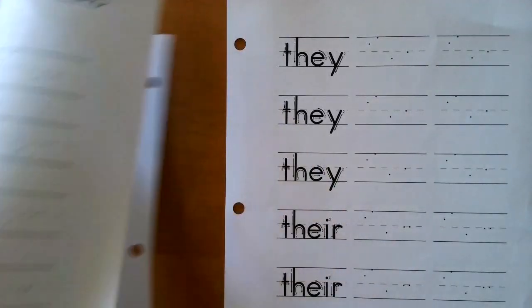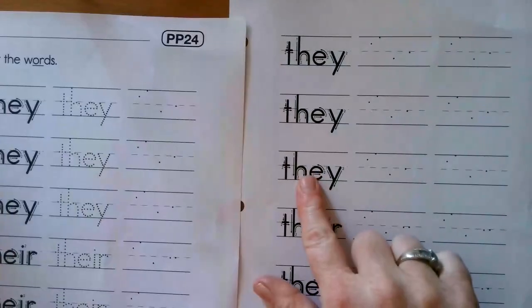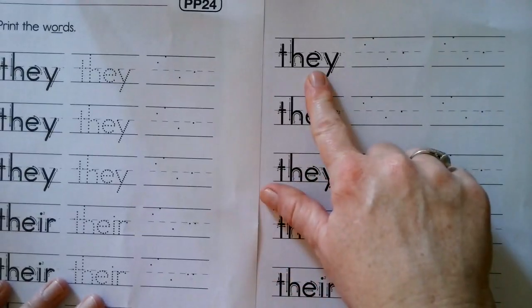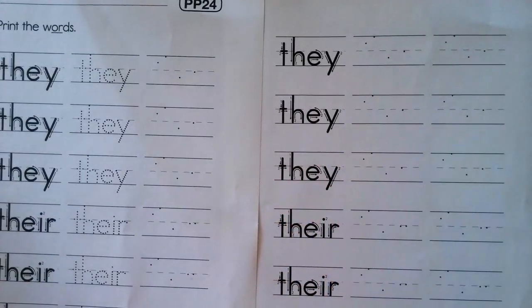You want to make it more challenging. The third time, don't let them look at it. They can do it from memory. This is the same activity. It just has them tracing it one time and writing it on their own twice.